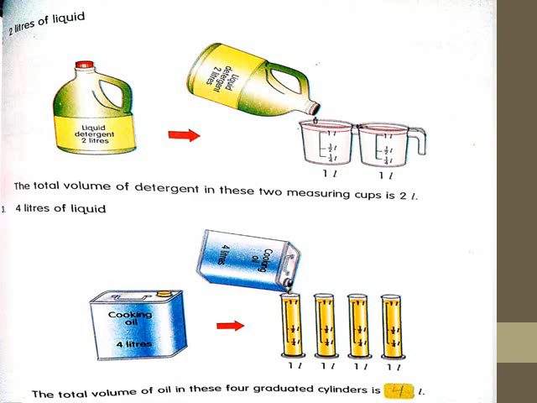If you see another example, this is 4 liters of liquid. You have cooking oil here, and you have to check whether it has 4 liter or not. So I have graduated cylinders for it, 4 cylinders. I first filled the first one, then the second one, then the third one, and the fourth one. After filling the fourth one, the cooking oil bottle is empty, and all cylinders are exactly 1 liter, 1 liter, 1 liter and 1 liter. So I will add them: 1 plus 1 is 2, 2 plus 1 is 3, and 3 plus 1 is 4. So there are 4 liter in this cooking oil, and you can write that the total volume of oil in these 4 graduated cylinders is 4 liter.